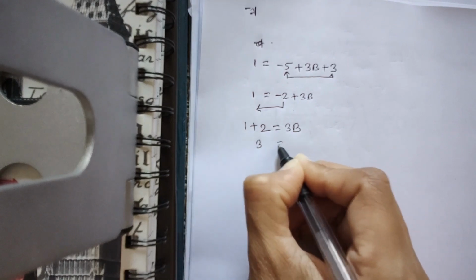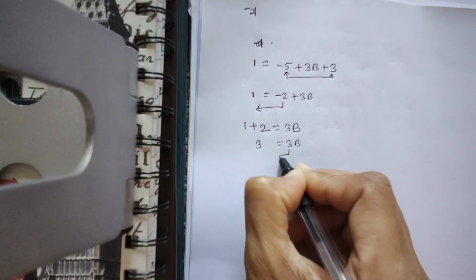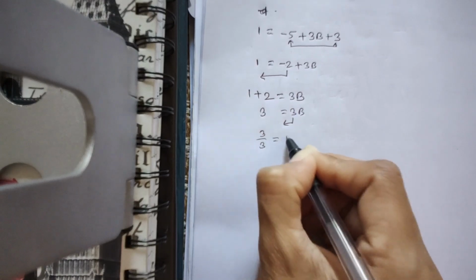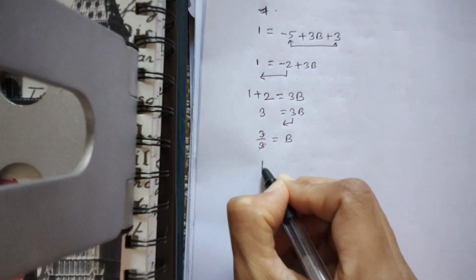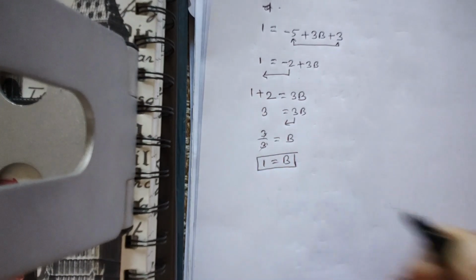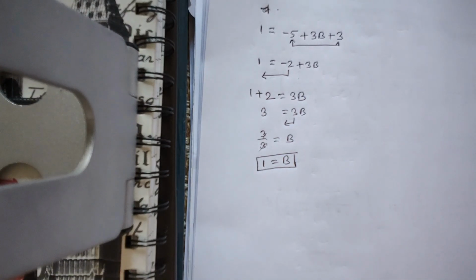So 3 equal to 3b, shift 3 here. So 3 upon 3 equal to b. So 1 equal to b. And that was my last variable.